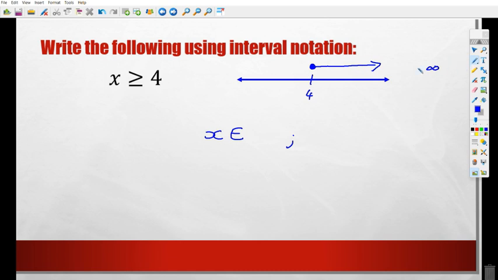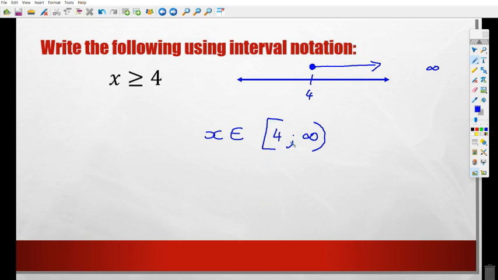So smallest number here, 4 or infinity? The 4. So the 4 goes on the left, and the biggest number goes on the right. Infinity there. Am I ever going to reach infinity? No, so I'm never going to include infinity. So a curly bracket if I'm not including. Now the 4. Am I including 4 over here? Yes, I'm including 4, so I'm going to use a different bracket, a square bracket. Whenever I'm including, we use a square bracket over there.